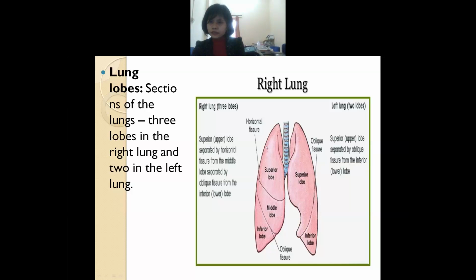I'll repeat again. This is the right lung. This is the left lung. So in the right lung, you will get 3 lobes. The first is superior lobe. The second is middle lobe. The third is inferior lobe. Understand? And next is left lung. So in the left lung, what will you find? You will find 2 lobes, that is superior lobe and the inferior lobe. So these are the lobes that you will find in the lungs.